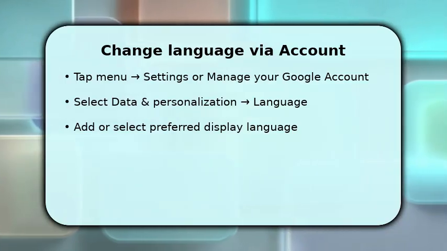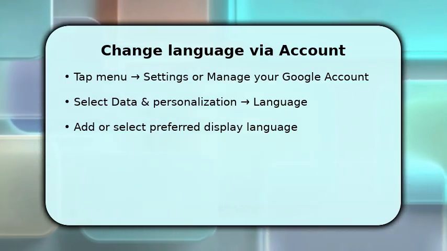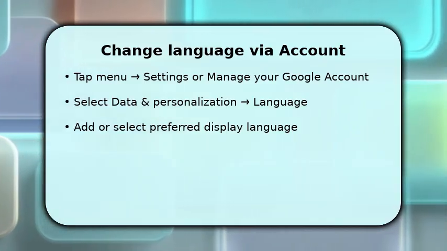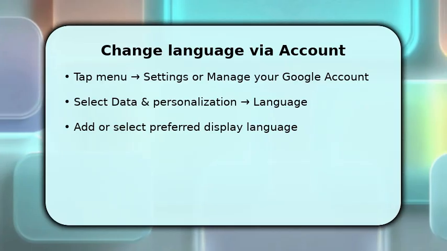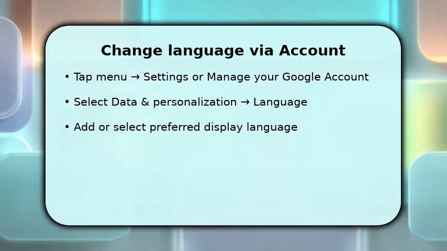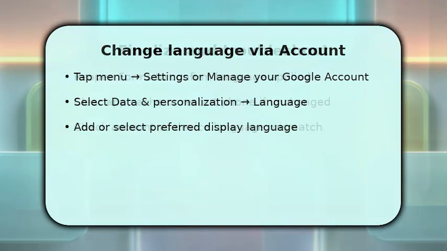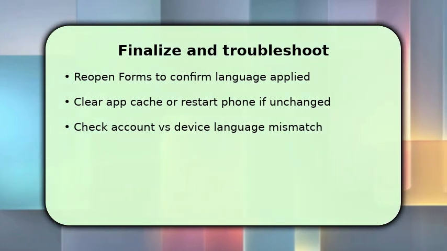Adding sets it as primary for most Google apps. Once you pick the new language, wait a moment. Google syncs settings across devices. If Forms doesn't update immediately, force close the app and reopen it. Finish by reopening Google Forms and checking that menus, prompts, and templates reflect your chosen language.